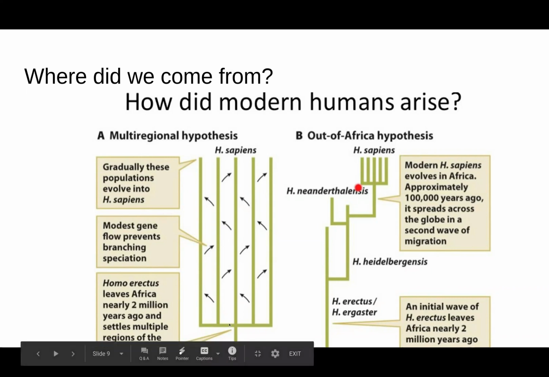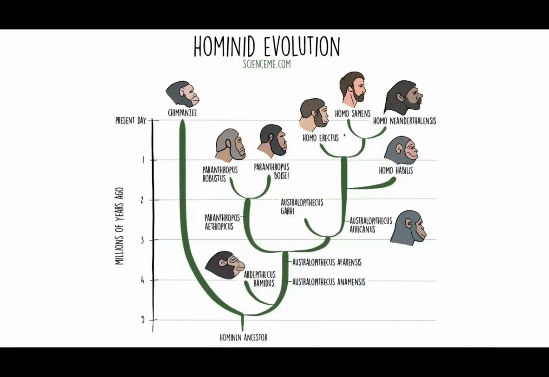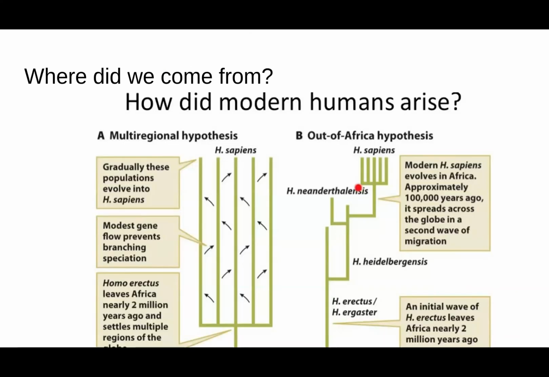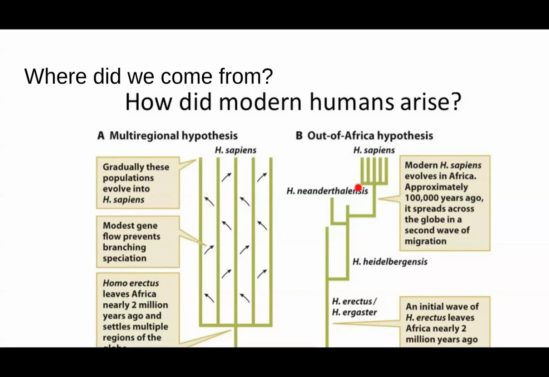the multi-regional hypothesis, the idea is that Homo erectus, so if we go back here, Homo erectus being the most closely related ancestor to us and Homo sapiens, evolved in Africa and then left it and dispersed pretty widely. So that's the first one.